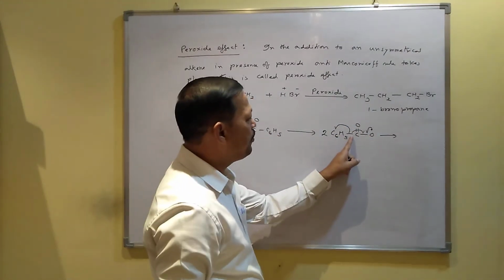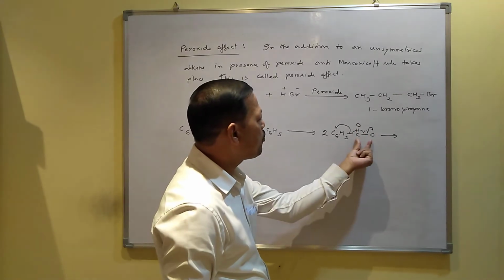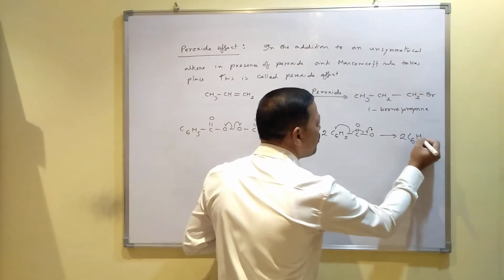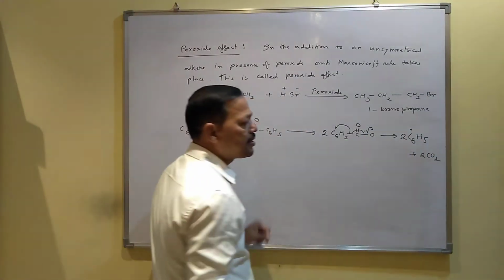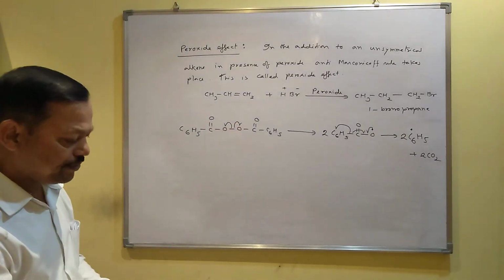I mean this bond will break. Here it will form a double bond. I mean you will get CO2 as the product, and here you will get one free radical, which is called phenyl free radical, plus 2 molecules of carbon dioxide will be released. So the first time the peroxide will break in this way.